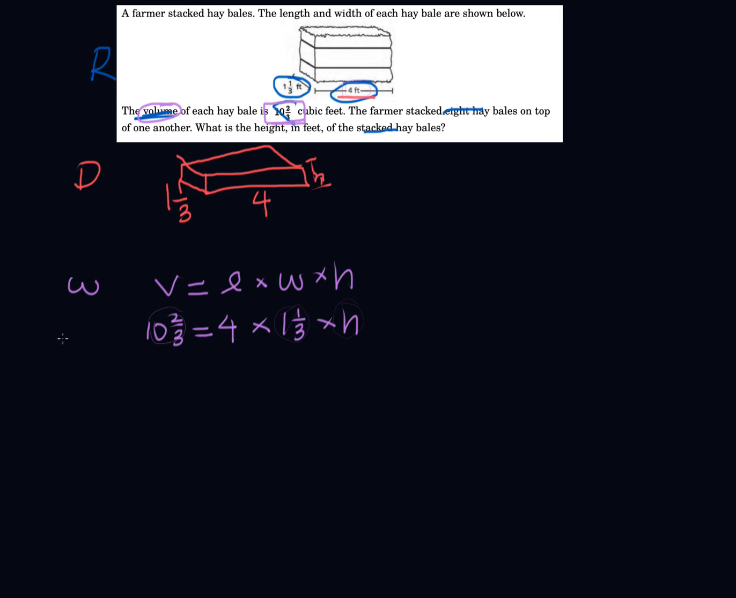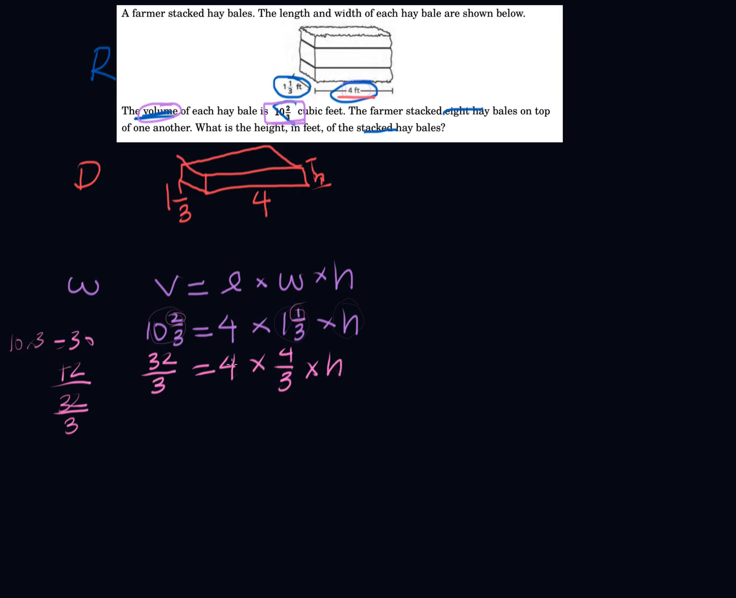To find this one, we need to do 10 times 3, and that is 30, and then add the 2 at the top, and that's 32 over 3. So on this side we have 32 thirds. On this side we have 4 times our mixed number, so we need to do 1 times 3, which is 3, plus our 1 on top, so we'll have 4 thirds times h.